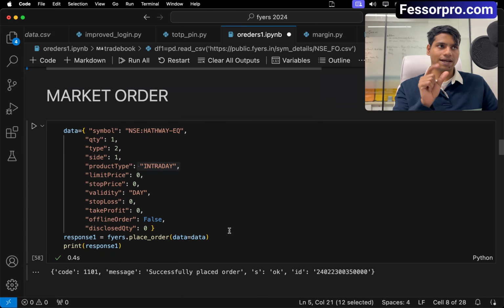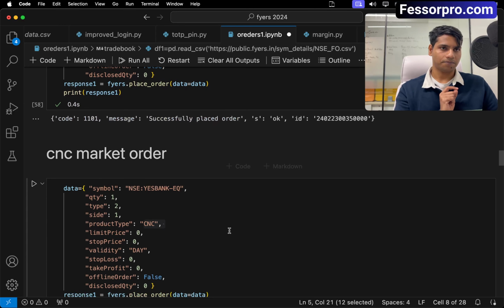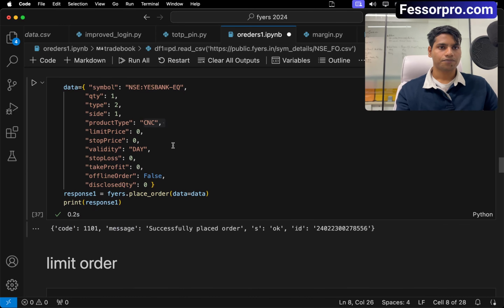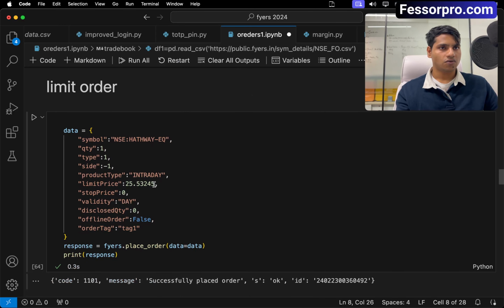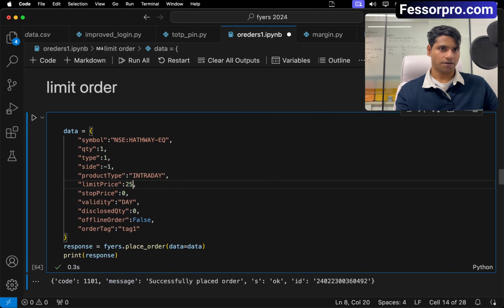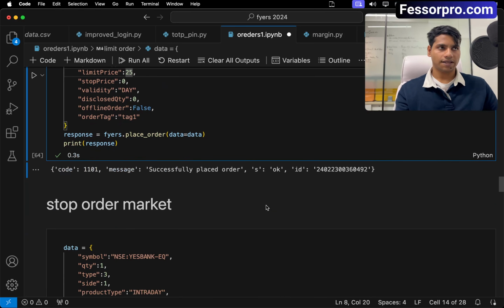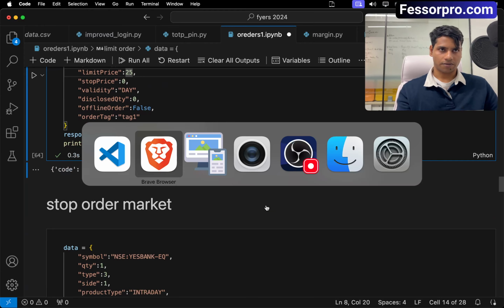So if you want to place an exact limit price, then you need the help of that data frame. Okay. So this is how you sell a limit order. Now let's move to the next type of order, that is stop order.